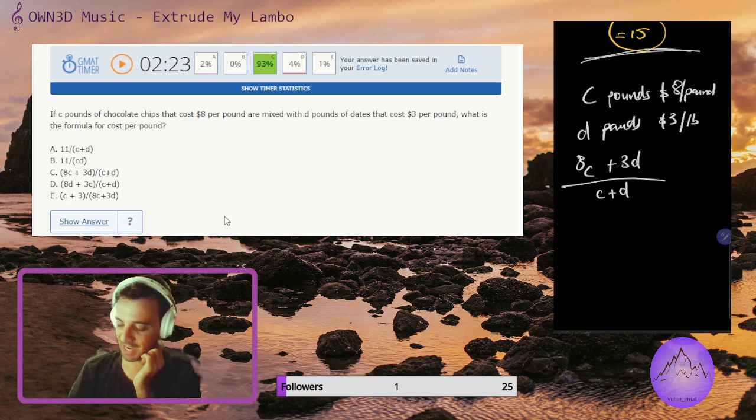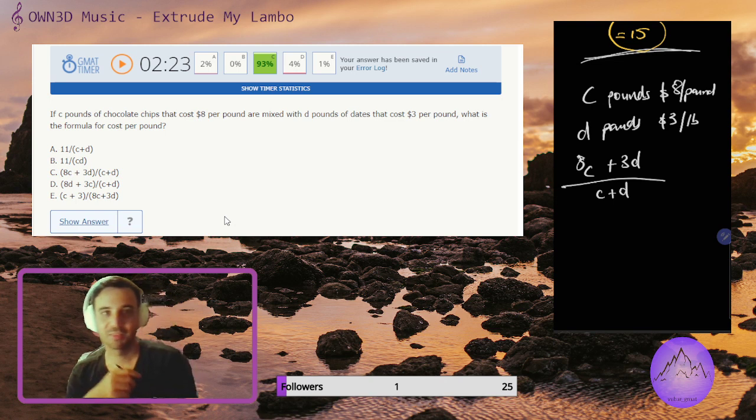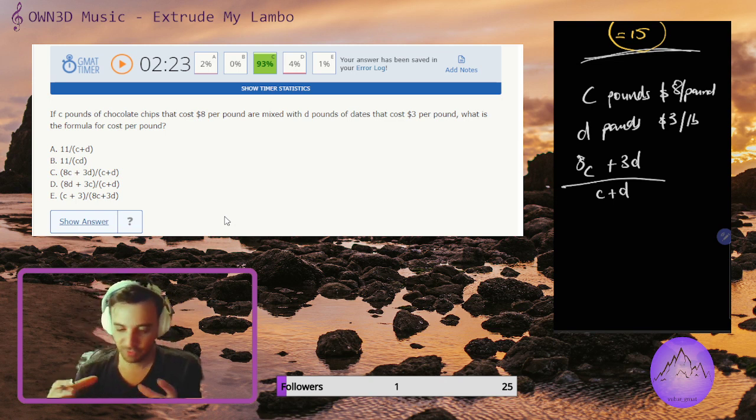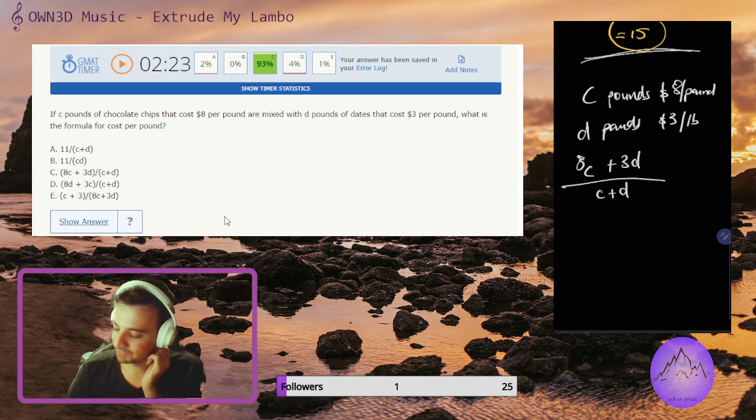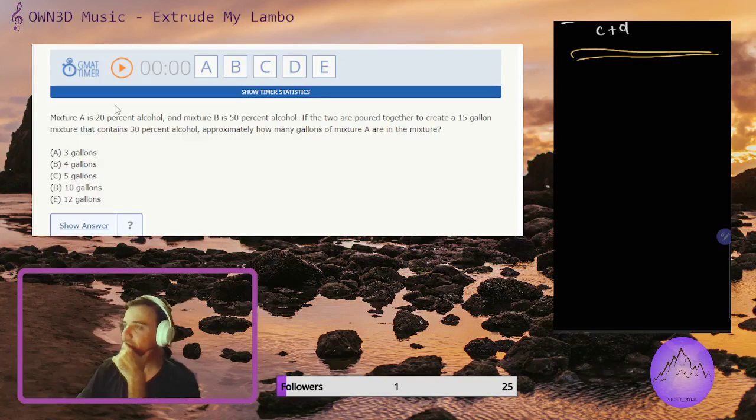So it's just $8 multiplied by the number of pounds of chocolate chips, $3 multiplied by the number of pounds of dates, all of that divided by the total weight. So pounds of chocolate chips, pounds of dates. And that's what you have here. Let's go.